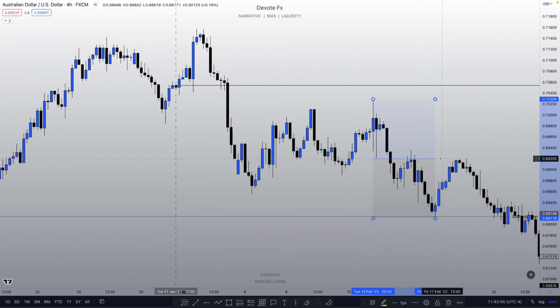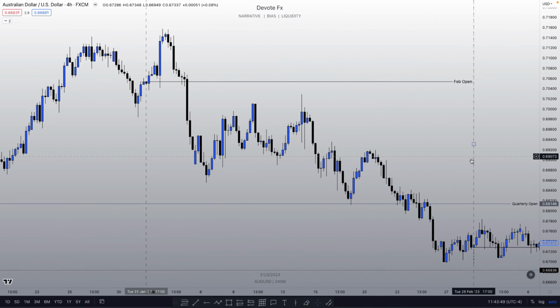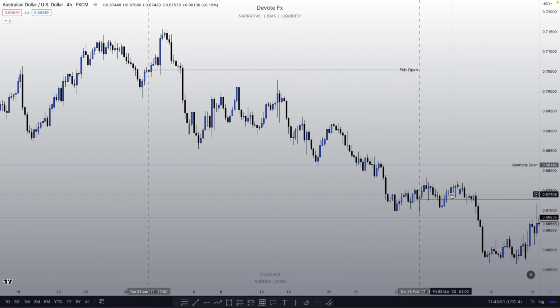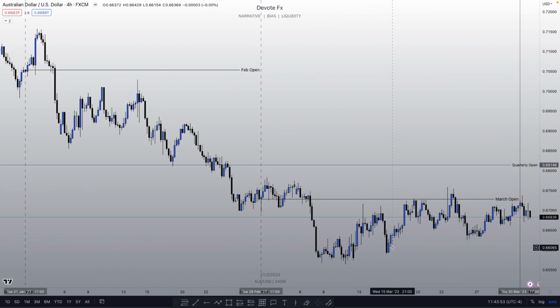To the pip. Distribution lower, and then this is for me, this is accumulation. I haven't been keeping up too much with the Australian dollar, but it's positively correlated with gold, and we have a weak dollar, so this should be accumulating longs in my opinion.